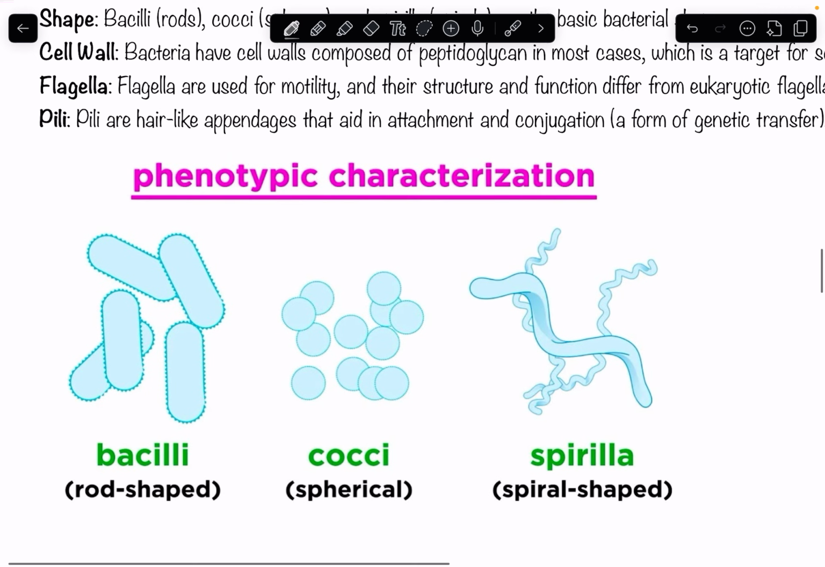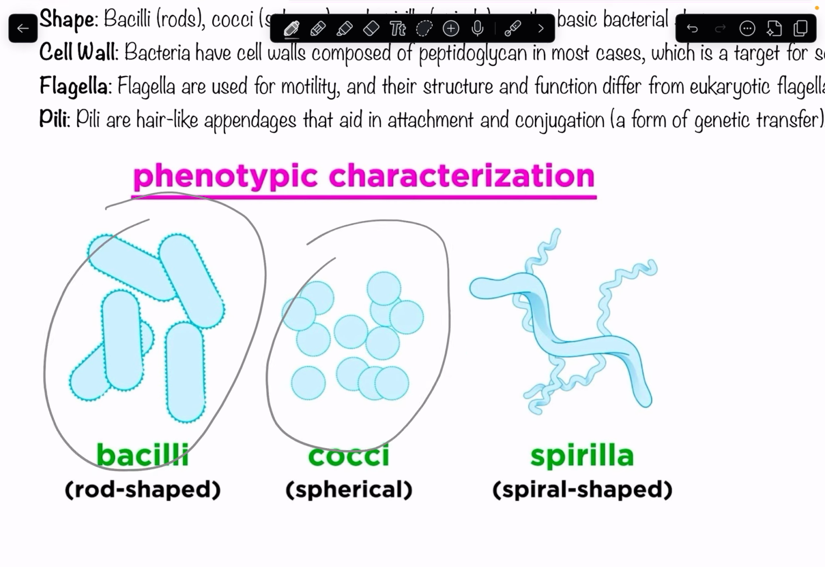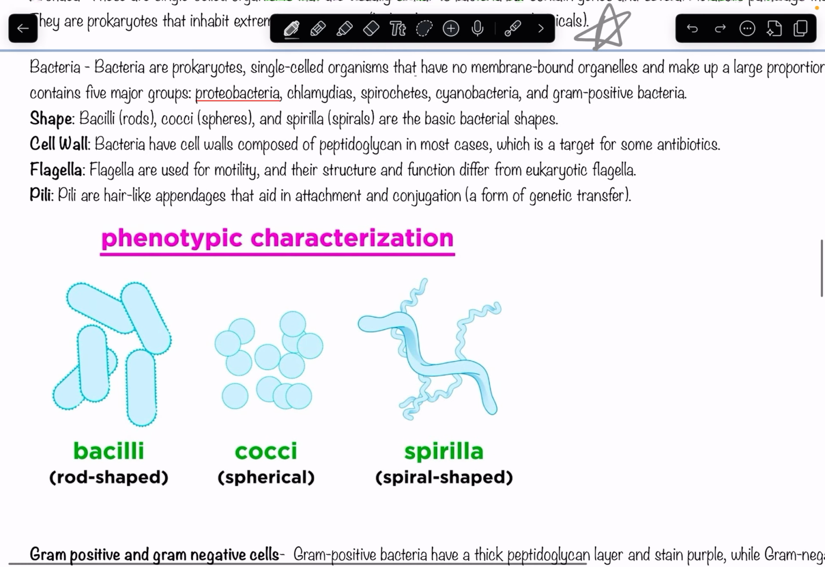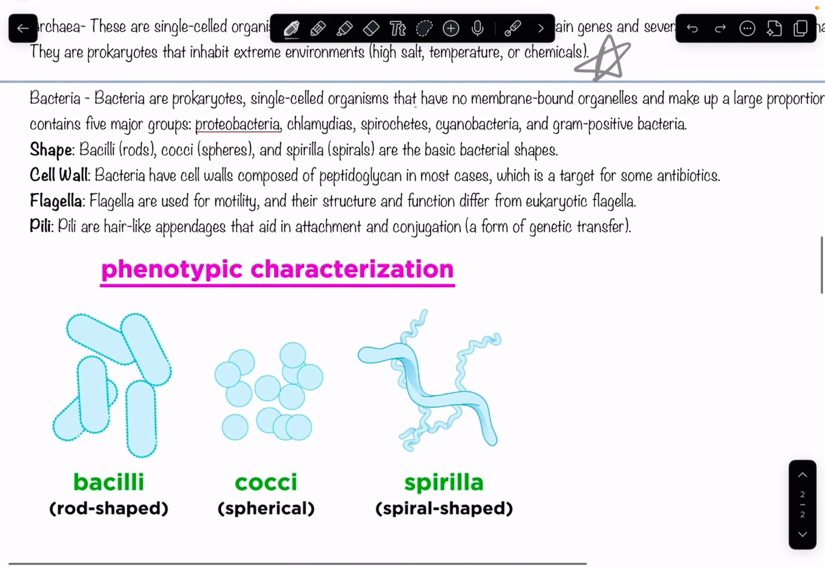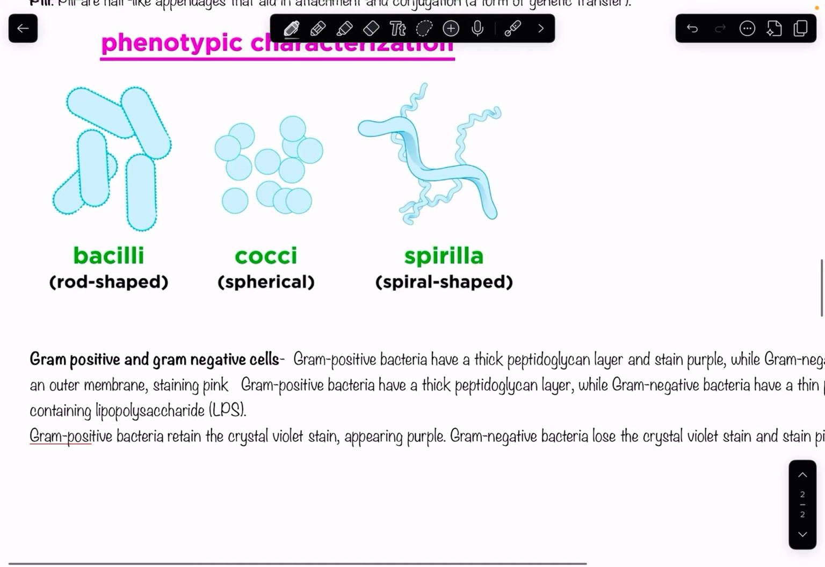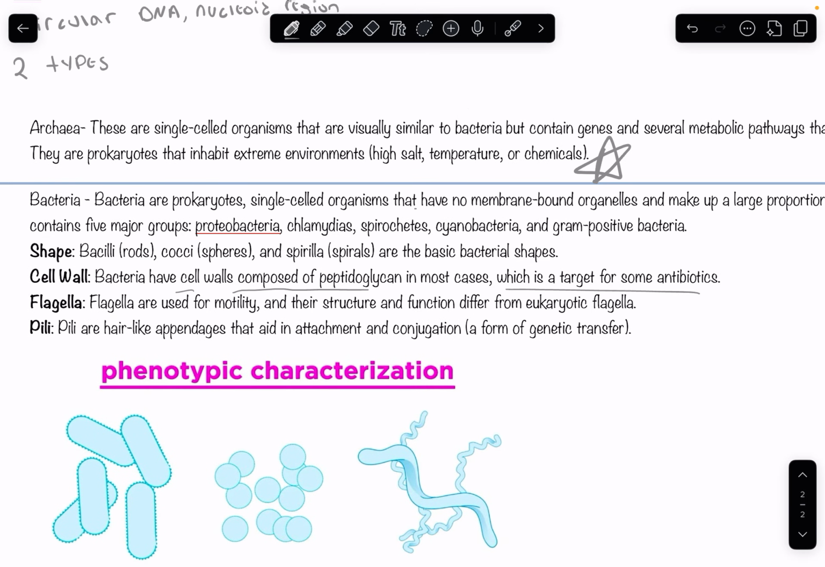You can have either a rod shape, a circular shape, or a spiral shape. Your bacteria could show up. If you take microbiome, you will see this, pretty cool. But yeah, these are the basic bacterial shapes. Nothing much here. This is just more for you guys to understand how these things look. So cell wall, bacteria, we're going to go into more detail down here, but bacteria have a cell wall, which in most cases is a target for antibiotics.